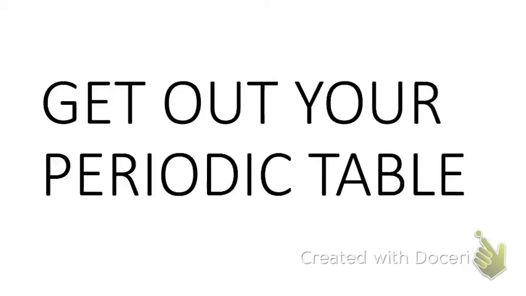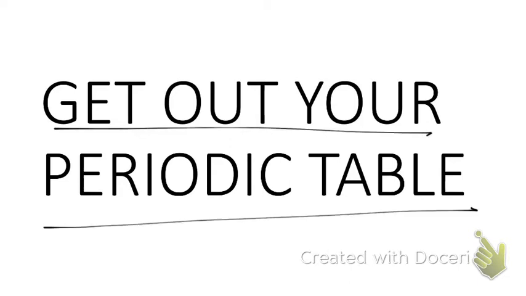Now that we know the rules of electron filling and knowing how many types of orbitals we have, we can make some labels on our periodic table to make sure that we know how this works. So get out your periodic table now, flip to the front of your notebook, and get ready to label it.